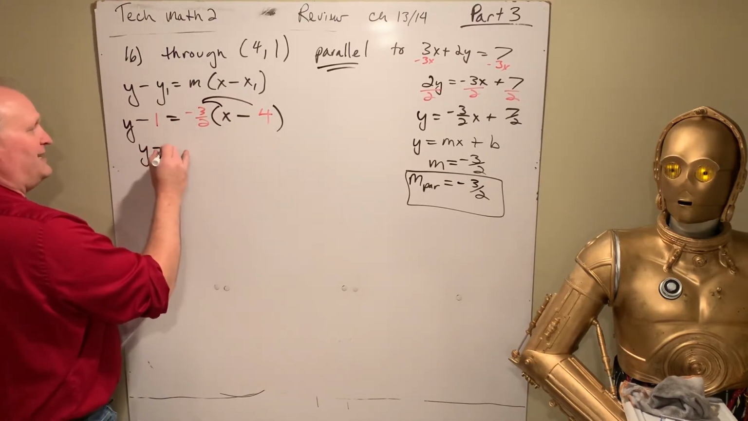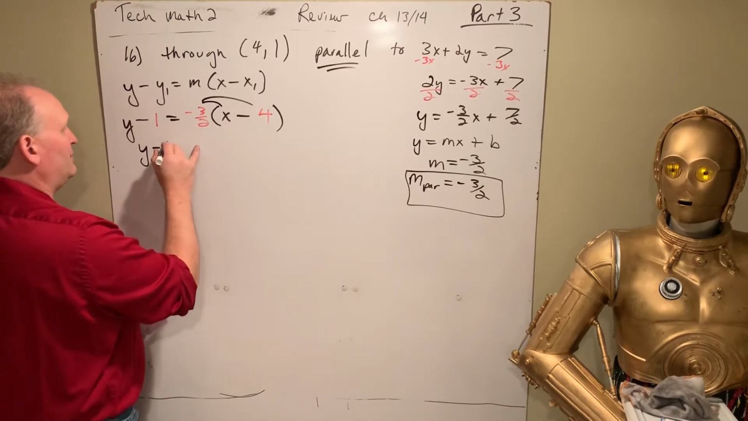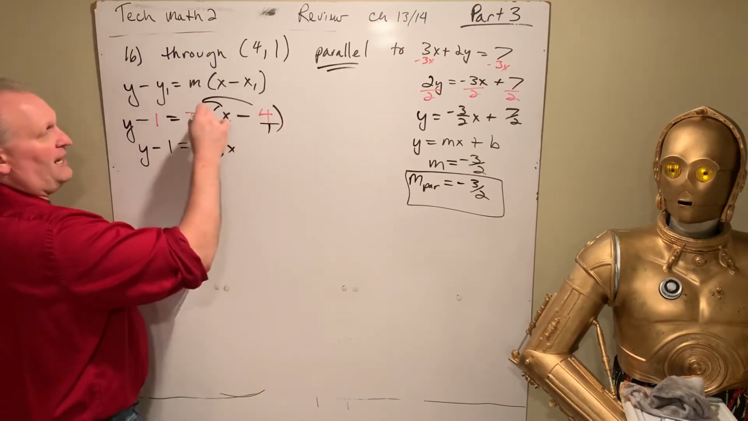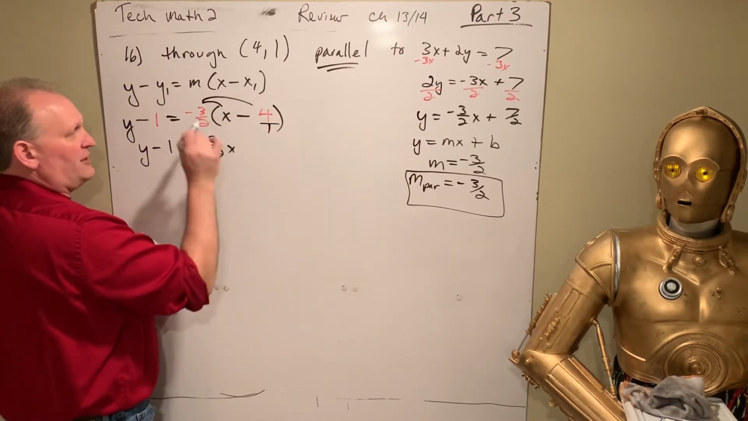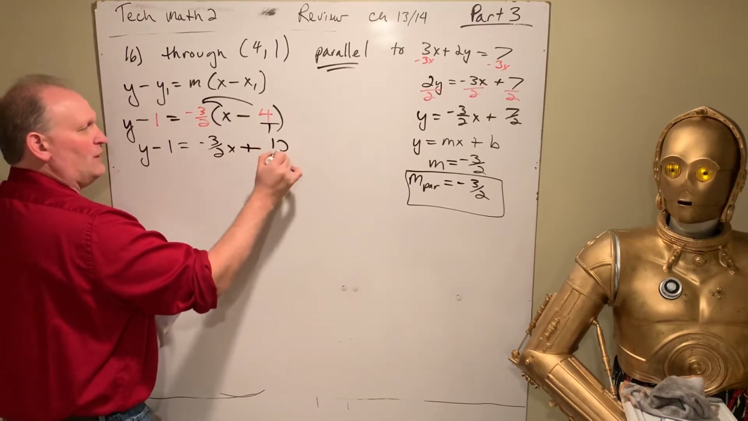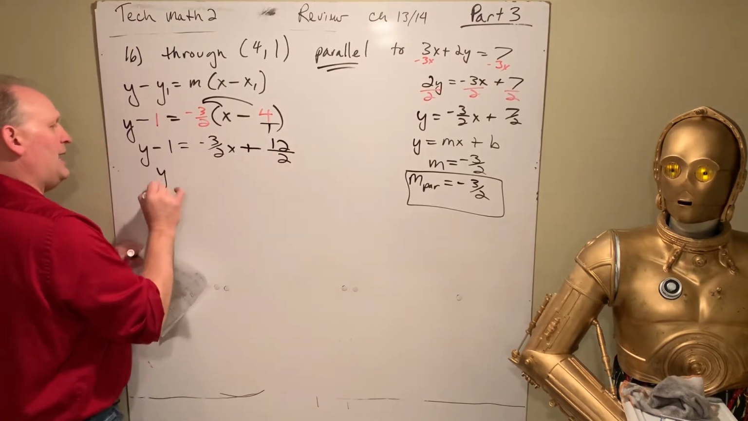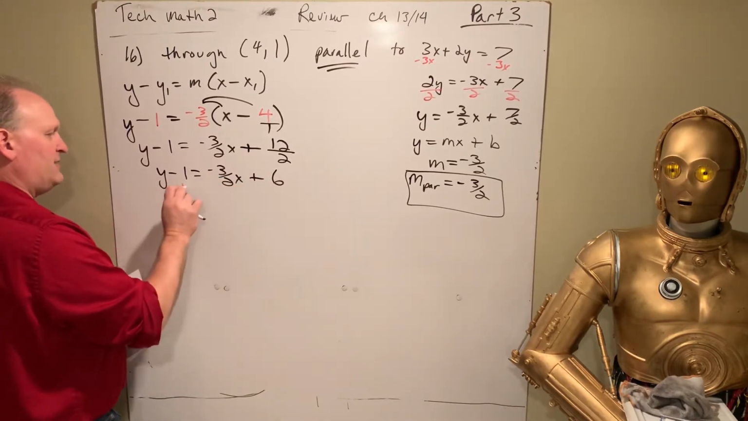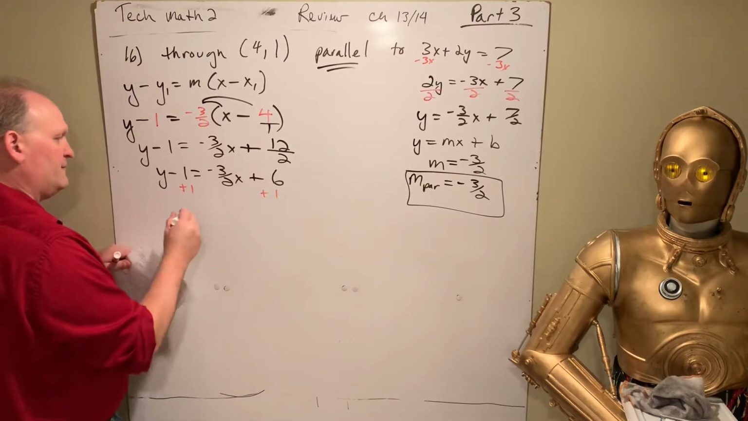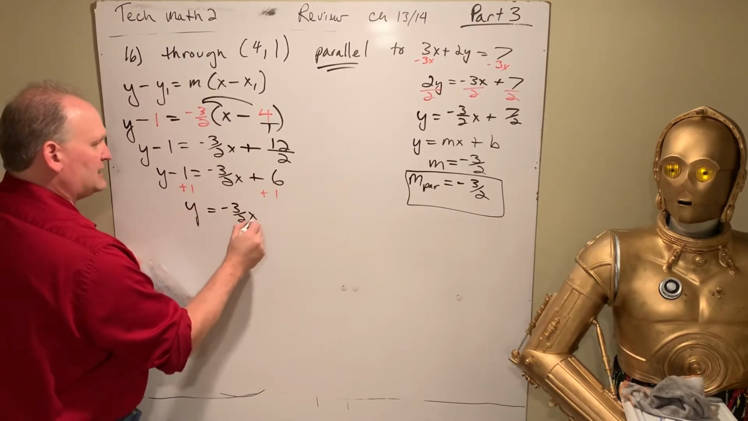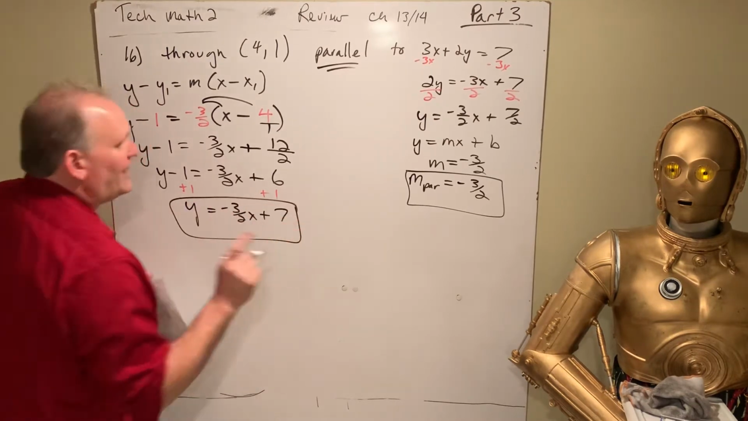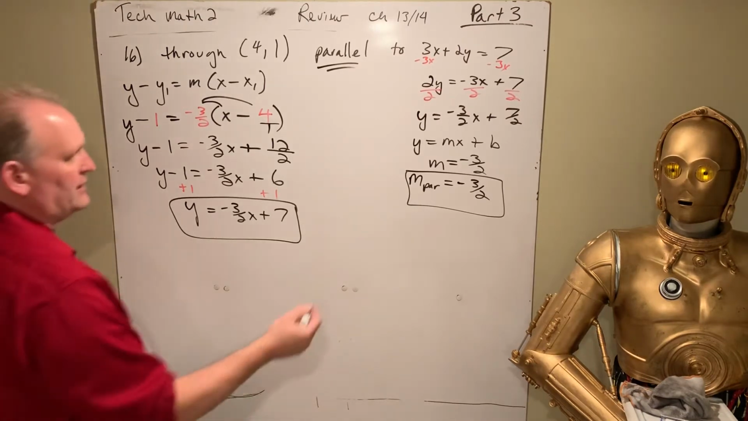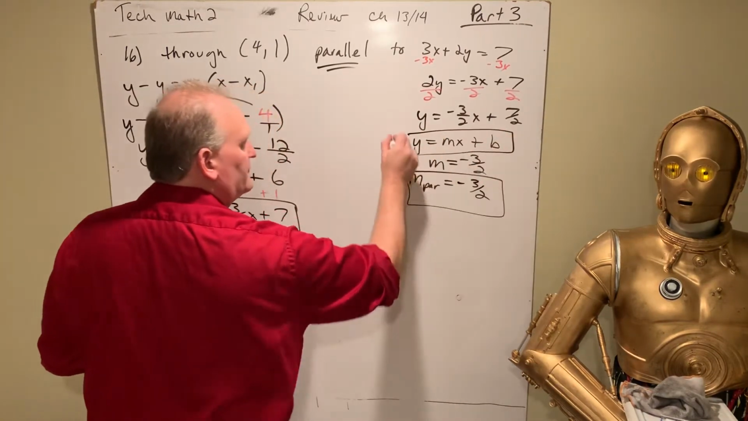Now distribute and solve for y. So we have y minus 1 equals negative 3/2 x. Remember, we multiply numerator times numerator, denominator times denominator, and negative times a negative is a positive 12 over 2. So y minus 1 equals negative 3/2 x plus 6. Then we add the 1 to both sides to get y equals negative 3/2 x plus 7, done. That's one way to do it. Some people hate that way. If you hate that way, there's another way to do it.